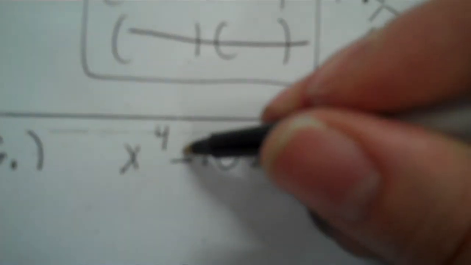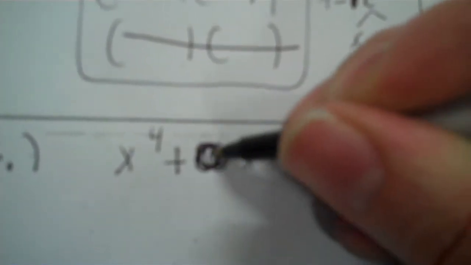I would like you to make that a minus 9, please, and I want you to make that a plus 8, please. Okay. So rewrite the problem: x to the 4th plus 8x to the 2nd minus 9 equals 0. All right, so we have 4 roots.